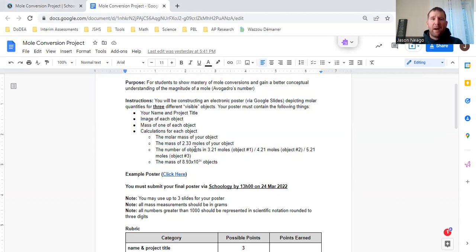And then the number of objects: for object number 1, you're going to do 3.21 moles. For object number 2, 4.21 moles. And for object number 3, 5.21 moles. So you're going to tell me how many objects will be found in that number of moles. And then last but not least, you're going to give me the mass of 8.93 times 10 to the 24th of each of your objects.